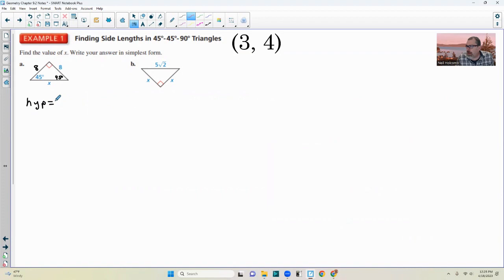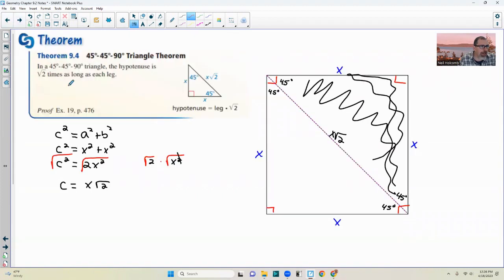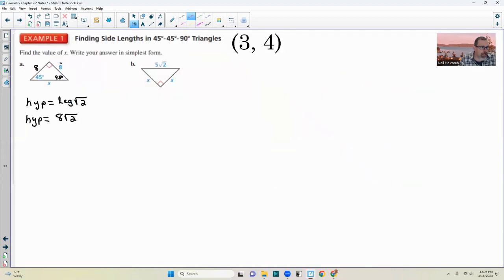So what this means is the hypotenuse equals the leg times the square root of 2, if you will. In other words, all you have to do is say the hypotenuse in this situation equals 8 square root 2. Let me go back here. In a 45, 45, 90, the hypotenuse is square root 2 times as long as each leg. So you take the leg times root 2. So here's a leg, here's the leg times square root of 2. Here's a leg, here's the leg times the square root of 2.